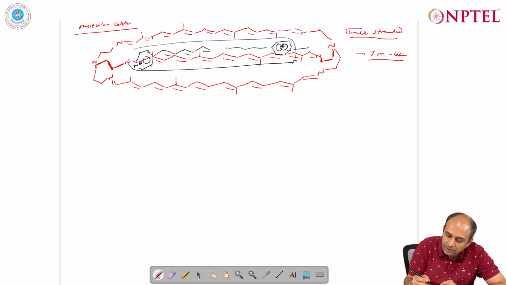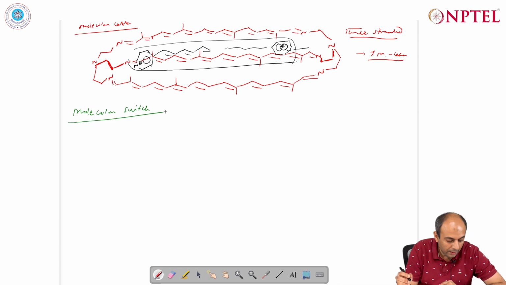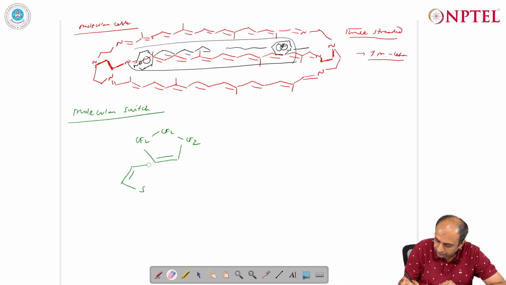The next application we can look at is the molecular switch, a molecular switch process. So, let us take this particular example where this particular system functions as a molecular switch. This system is a very popular system. It has been studied and investigated in detail.